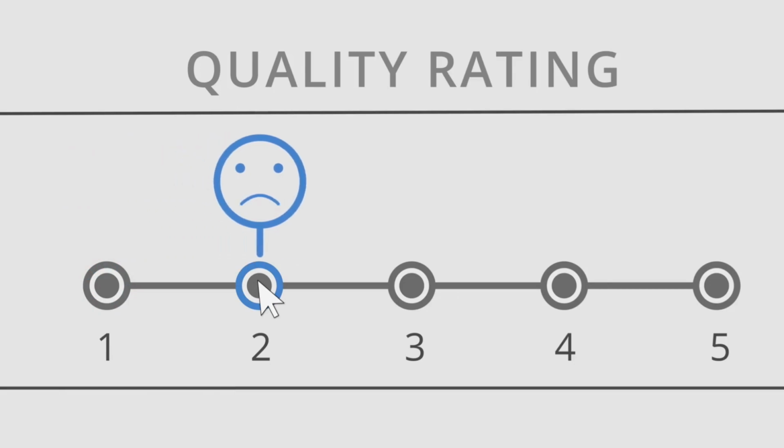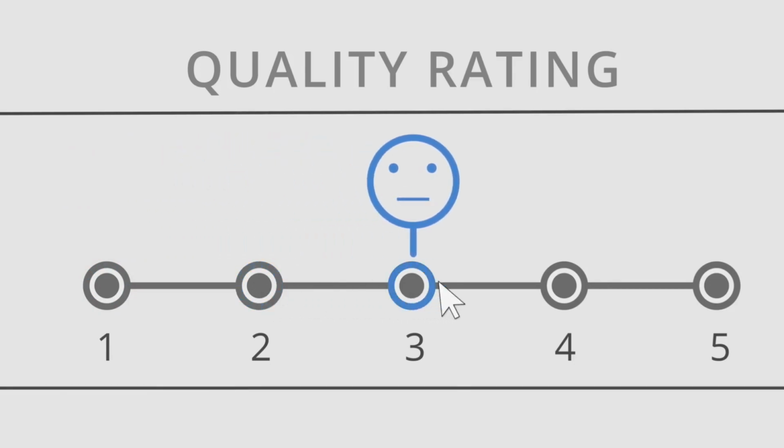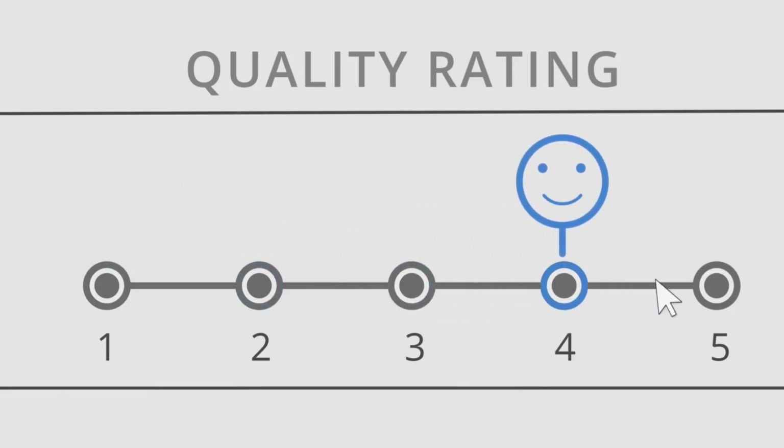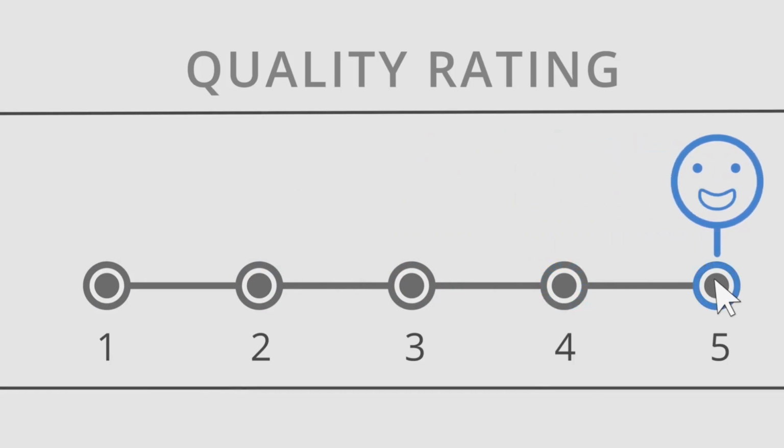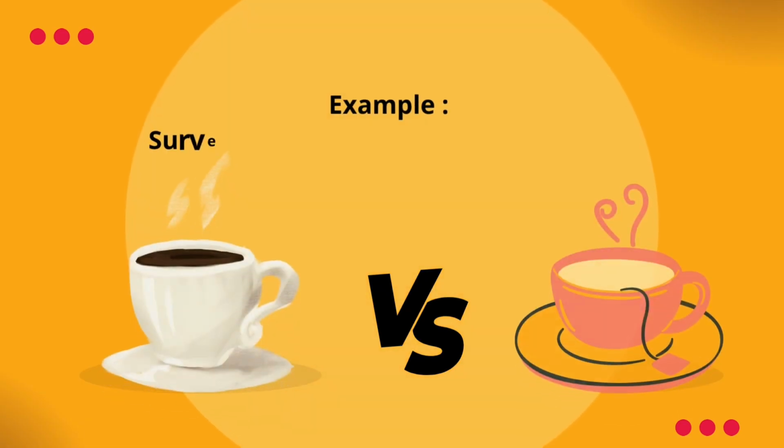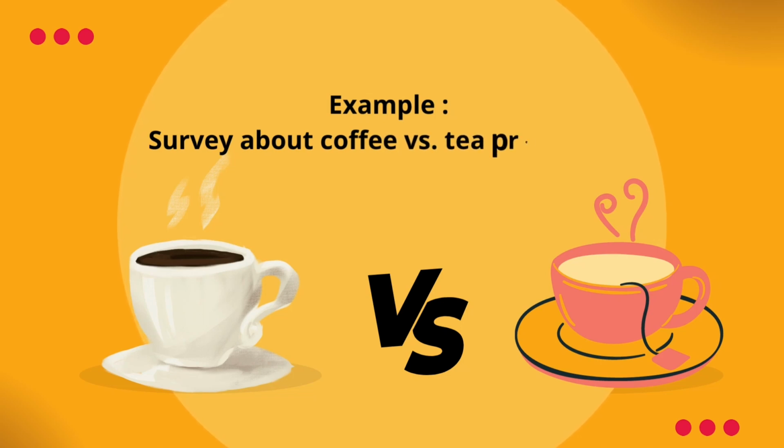To grab your attention, let us start with an example. Imagine you want to know how many people prefer coffee over tea. You could ask your friends, but their answers might not be representative of the entire population. With quantitative research, you can gather data from a large sample size and obtain more accurate results.